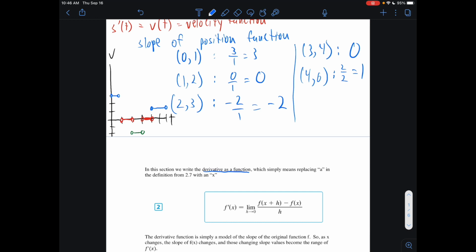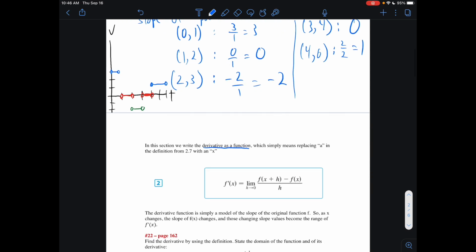So that is simply just written here. f prime of x, meaning the derivative of f of x, is equal to the limit as h approaches 0 of f of x plus h minus f of x, divided by h. The derivative function is simply a model of the slope of the original function f. So as x changes, the input, the slope of f of x changes, and those changing slope values become the range of f prime of x. And that's exactly what we just saw in the example above.